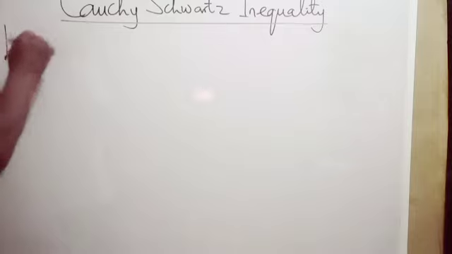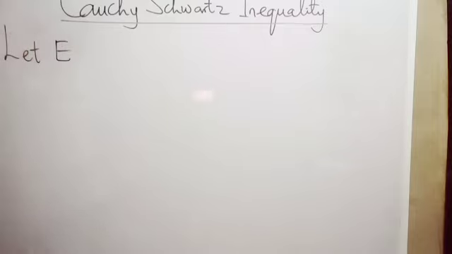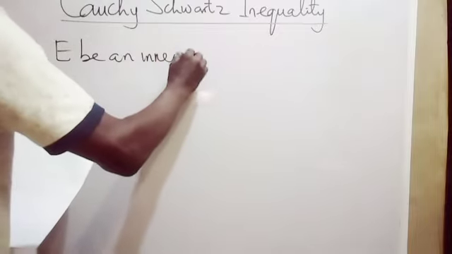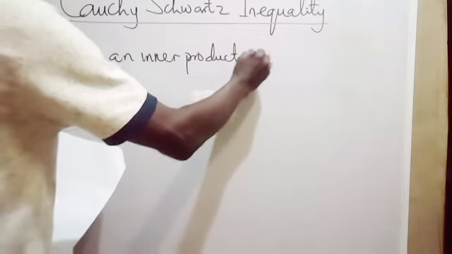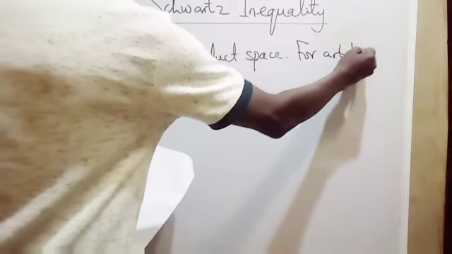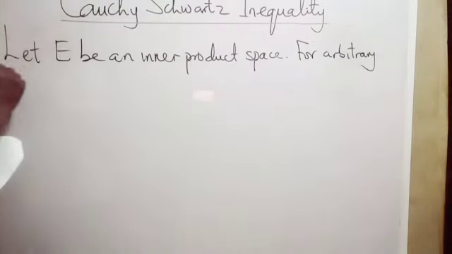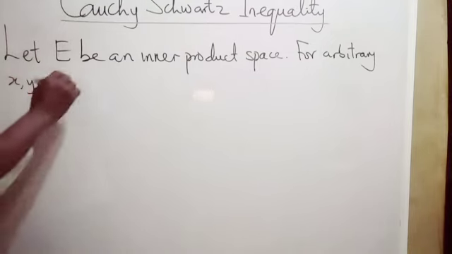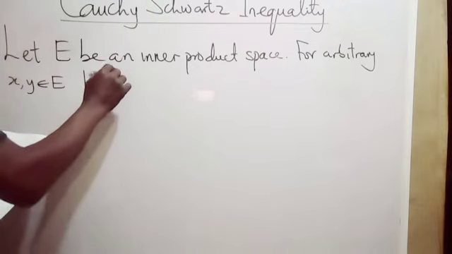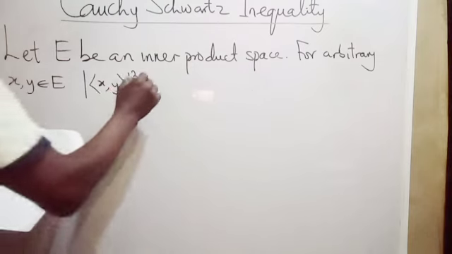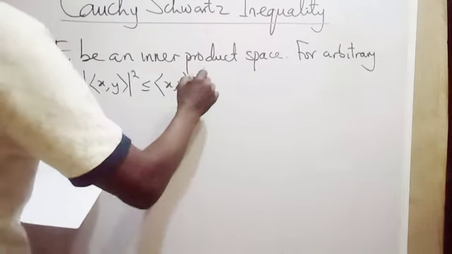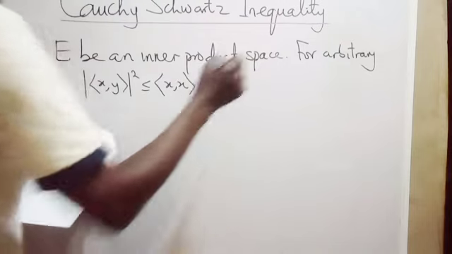Let E be an inner product space. For arbitrary elements x, y in E, the absolute value of the square of the inner product of x, y is less than or equal to the inner product of x, x multiplied by the inner product of y, y.